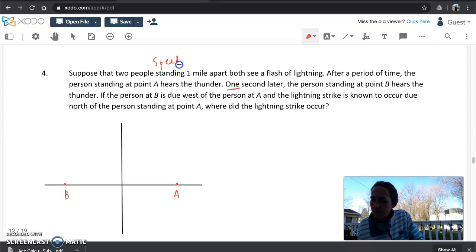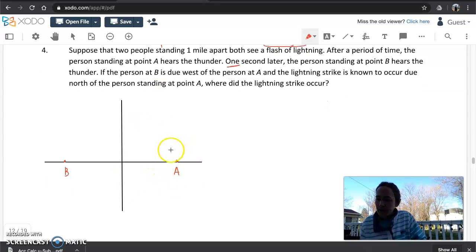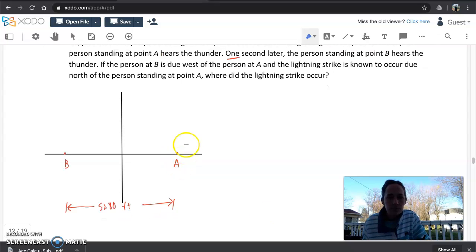Speed of sound. And the textbook and WebAssign generally uses 1100 feet per second. So I'm already noticing a mixture of different units in this question. And we might as well say, instead of 1 mile apart, let's put that in feet. And we'll say that A and B are going to be 5,280 feet, which is 1 mile, apart.